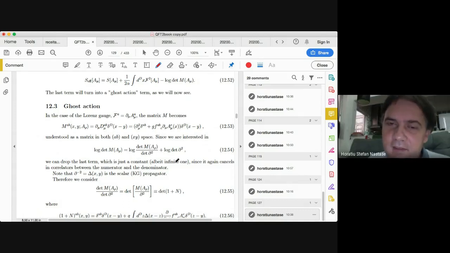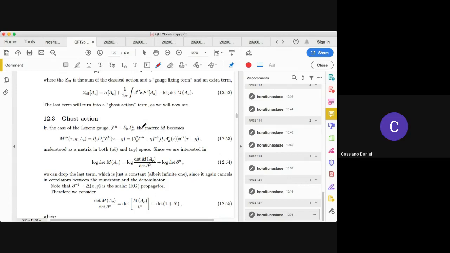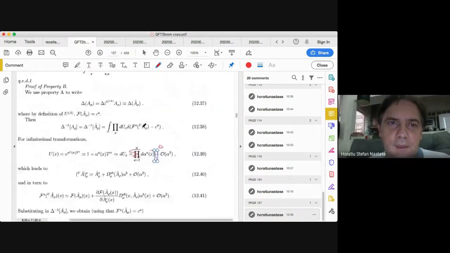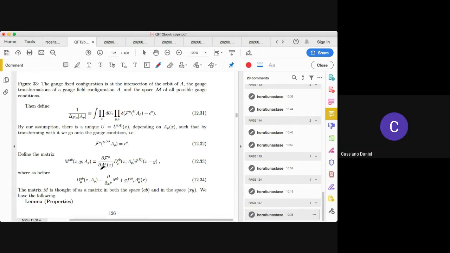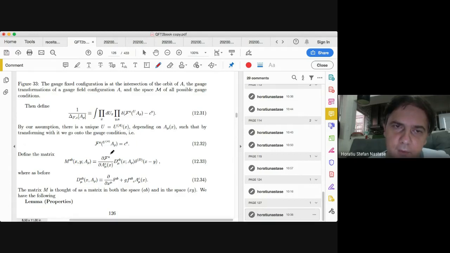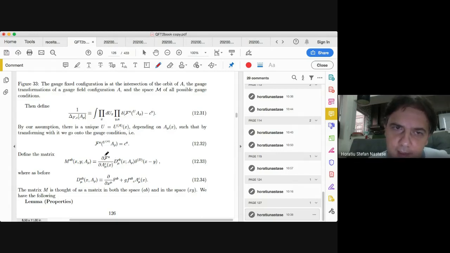Professor, that expression for M shouldn't there be a derivative of F, and F is del mu A mu? Shouldn't there be one more derivative? No. If you go back to the definition of M, the definition of M was the derivative of F times something. Derivative of F with respect to the gauge field, right? Well, F A now is del mu A mu, and the derivative of del mu A mu with respect to A mu is del mu. That's what I have. So this is now del mu, the normal derivative, acting on the rest.